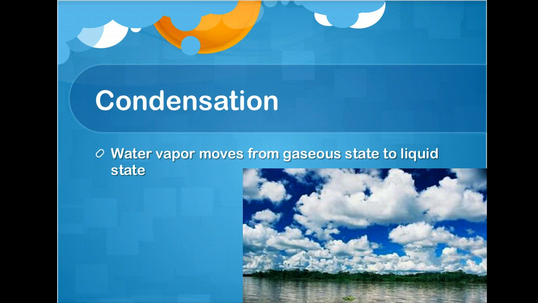Condensation is when water vapor goes from a gaseous state to a liquid state. Condensation creates clouds. The water vapor moves into the atmosphere, which is cooler, and water droplets bunch up together and become clouds.